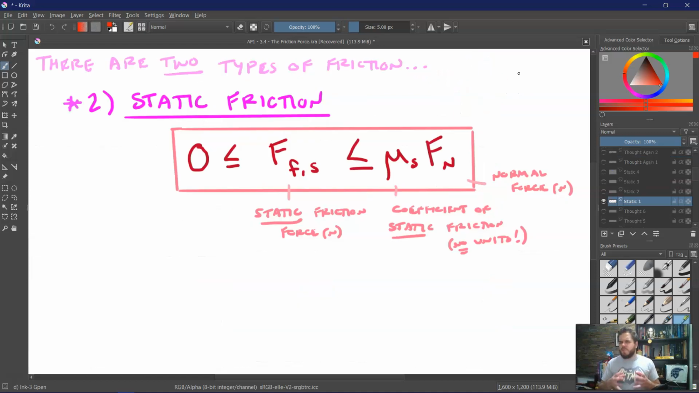So this brings us to our other type of friction, specifically static friction, which we're going to abbreviate F with a little f, comma s, for static friction force in newtons.